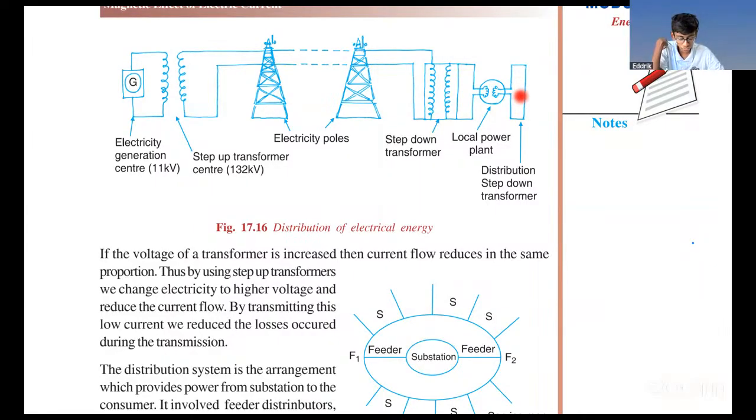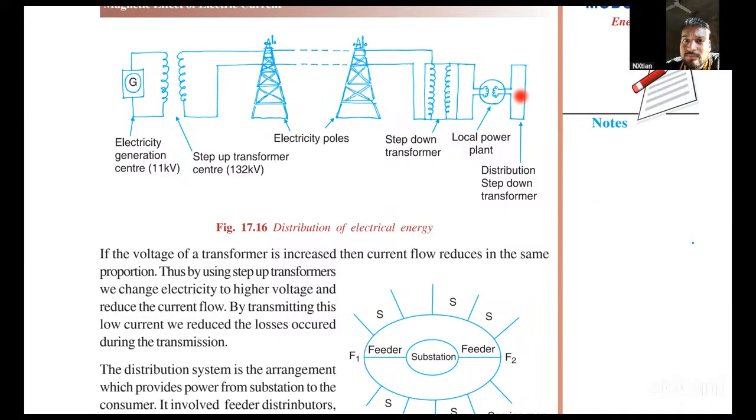3.3 kilovolt. First it will transform 132 kilovolt to 3.3 kilovolt. Then the second one will transform 3.3 kilovolt to 240 volt. The range is 220 to 240 volt. If it's 250 volt, the appliance will burn.